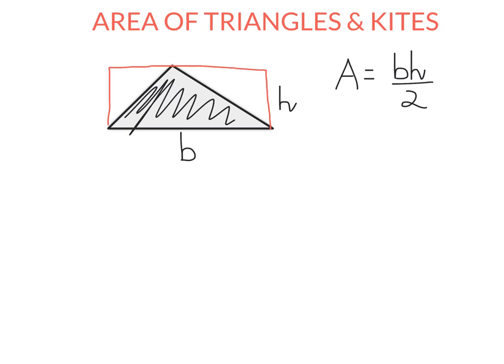The reason I called it h is because h is this distance here that is perpendicular to the base. Remember when we were doing parallelograms, I said whenever you see an h in an area formula, it always means perpendicular height. So for a triangle, we calculate its area by multiplying the base by the perpendicular height and then dividing by 2. Don't forget to divide by 2. Let's look at some examples.